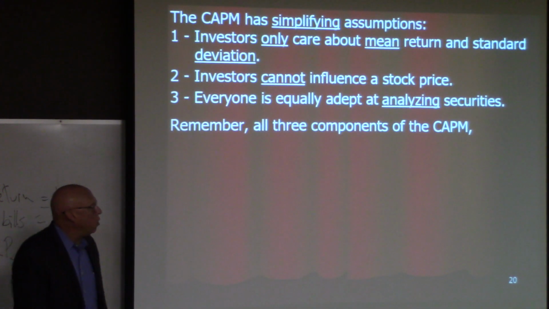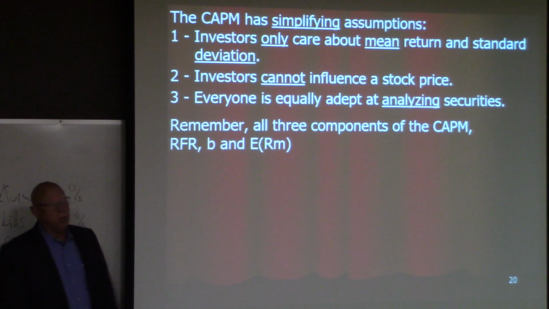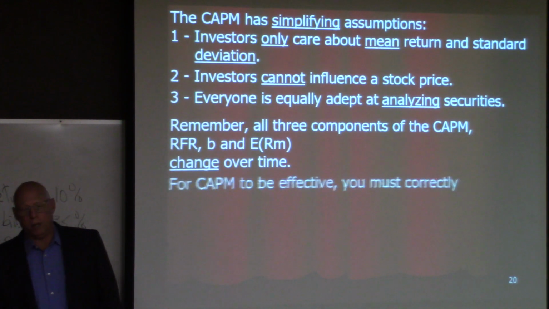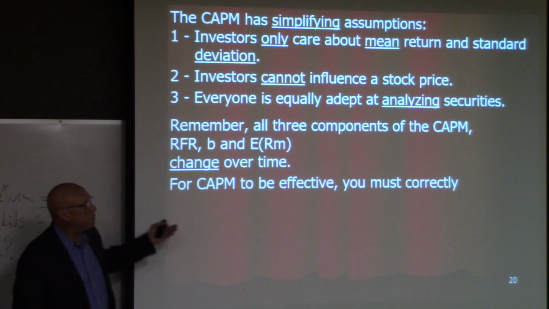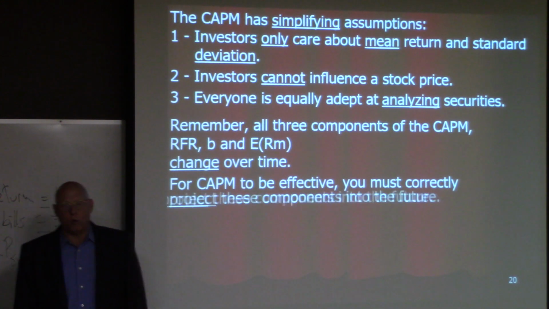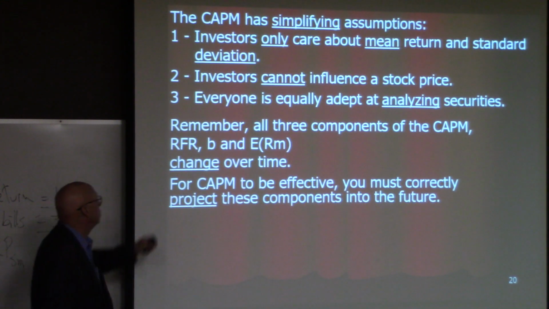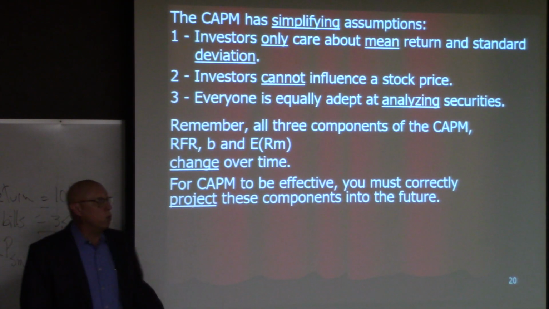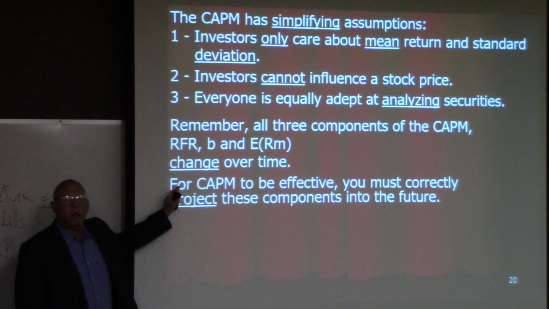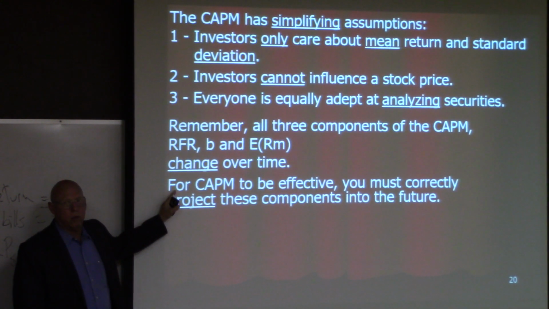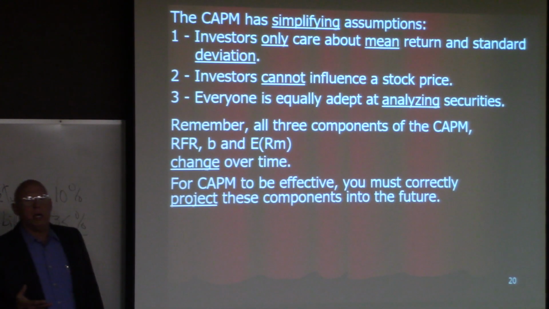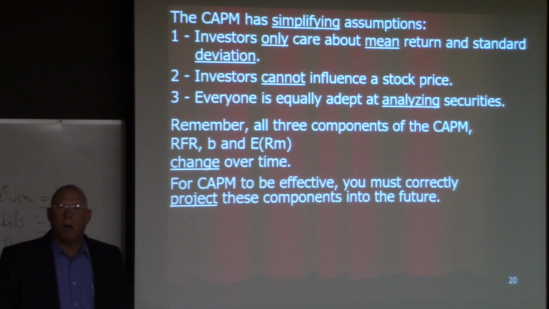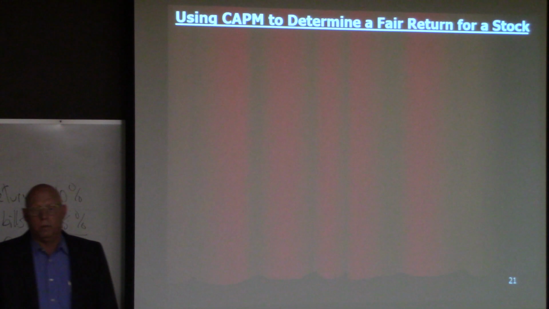And remember that all three components of the CAPM, the risk-free rate, beta, and the expected return, change over time. Okay? So for the CAPM to really be effective, you have to correctly project all three of these components, the risk-free rate, beta, and the expected return of the market, into the future. So once again, this is a theory that explains behavior, but it does not generate precise and reliable results in terms of helping you to pick securities.